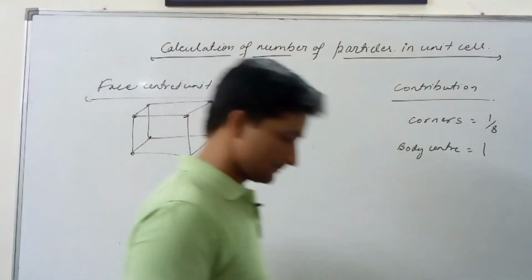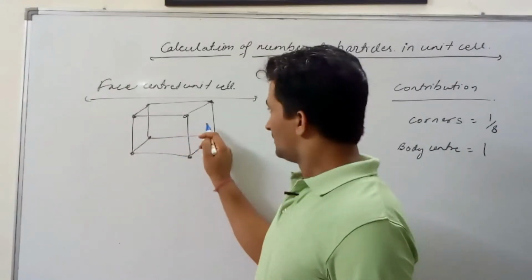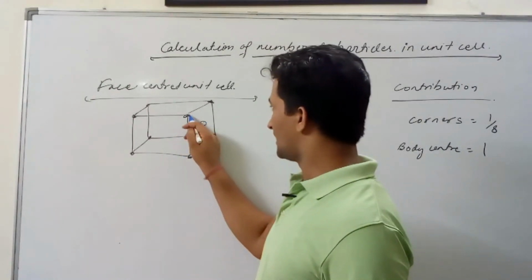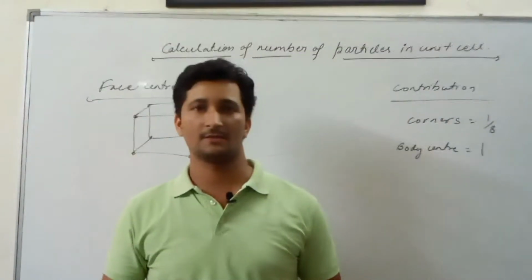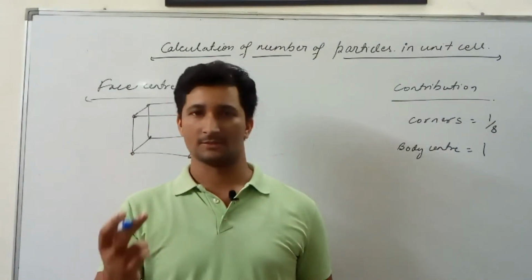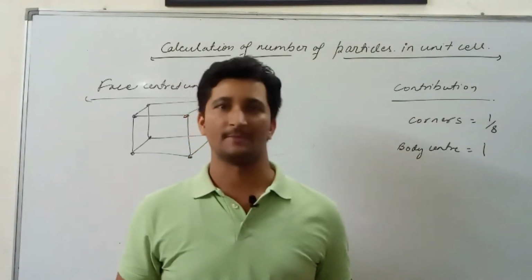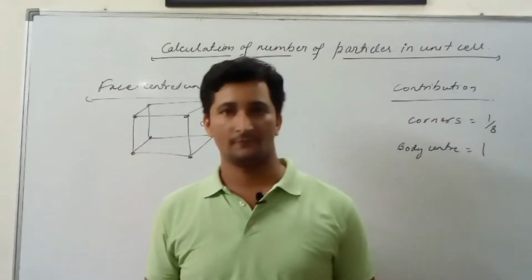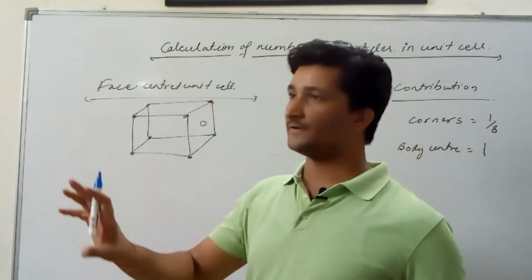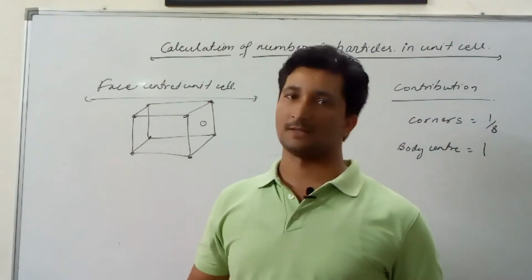Okay, particles are present at the 8 corners and each and every face center. So there are 6 face centers, 6 faces in a unit cell, meaning top, bottom, front, back, and right, left. If I am standing inside the unit cell, then there are 6 faces, and each face will have its own center, and one particle has been placed at the center.